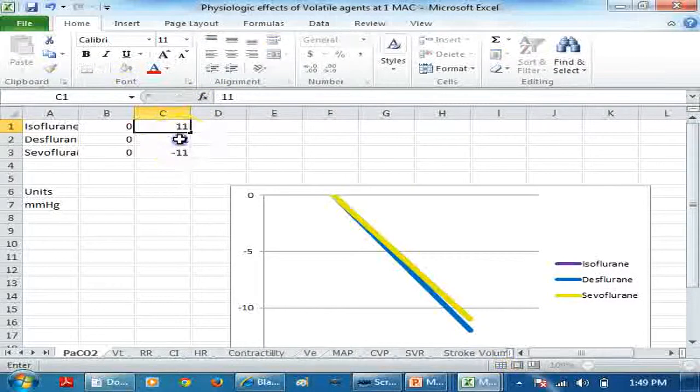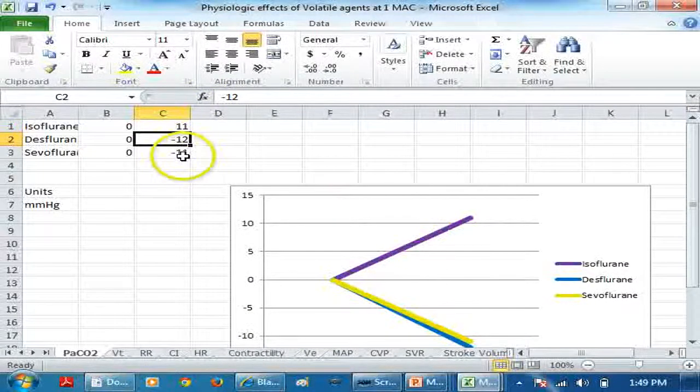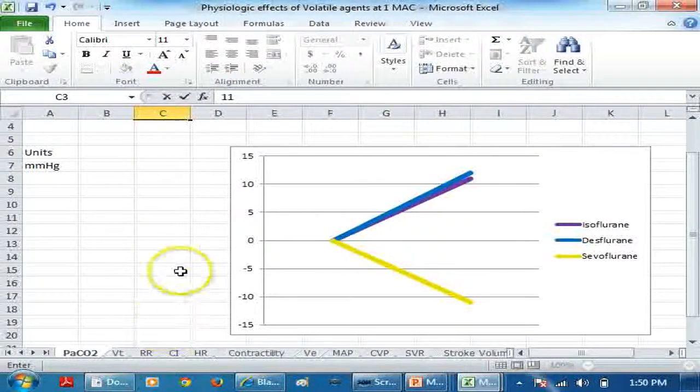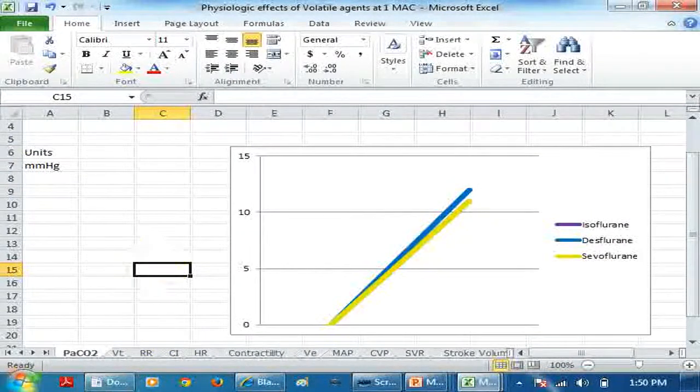It would not be PaCO2 that you have, you just need to tab it. Well, the effect is pretty much the same, though. They're all going to go up. So that would be the question: what is the effects of the inhalational agents at 1 Mac on your PaCO2? I agree. They all make them go up.